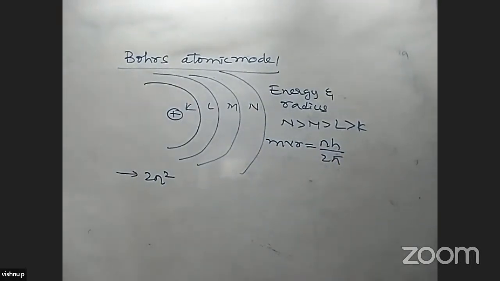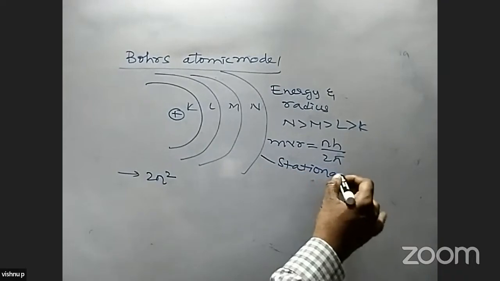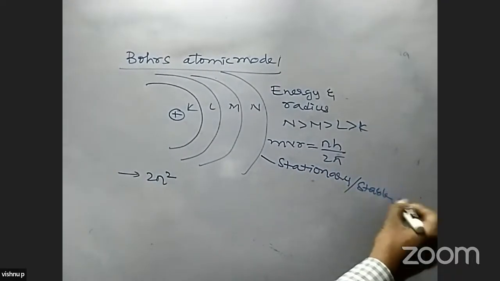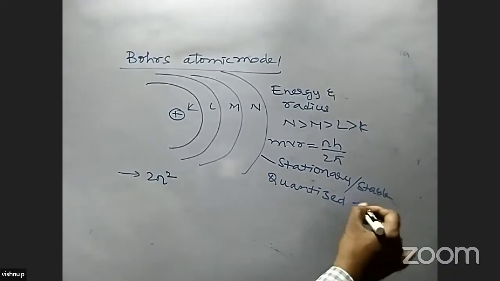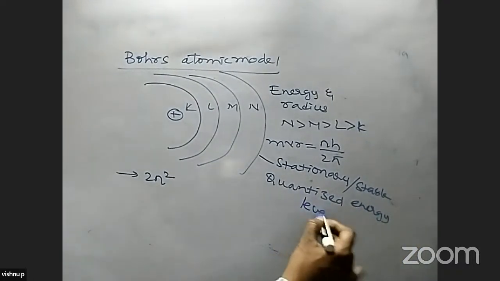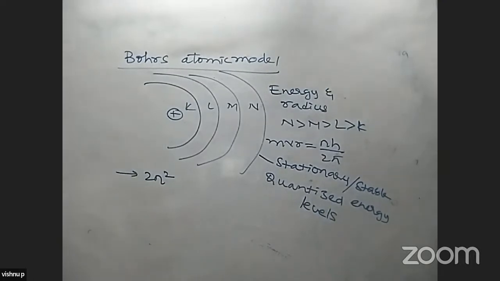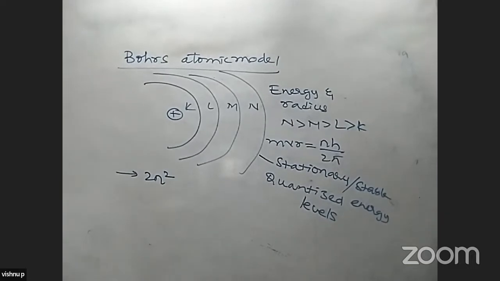That is, mvr should be equal to nh by 2 pi. These orbits are called stationary orbits, or stable orbits, or quantized energy levels. Why stationary or stable? Because as long as the electron revolves in this orbit, it does not lose or gain energy. They are called quantized because each orbit contains some fixed energy. So these are called quantized energy levels.